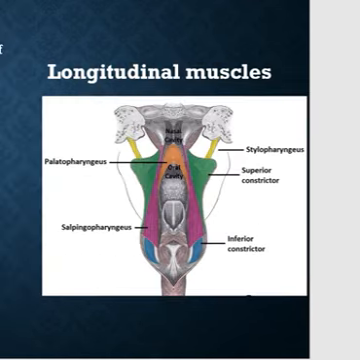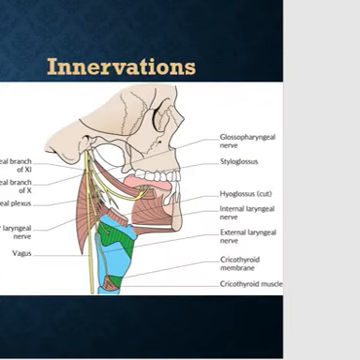If you remember, the stylopharyngeus, when I was telling you that it's different in terms of innervation, is innervated by the glossopharyngeal nerve. The glossopharyngeal nerve supplies the stylopharyngeus. Then it provides the majority of the pharynx with sensory innervation. In other words, it is sensory to the pharynx. Then the vagus is motor to the pharynx, except to the stylopharyngeus, which is supplied by the glossopharyngeal nerve.